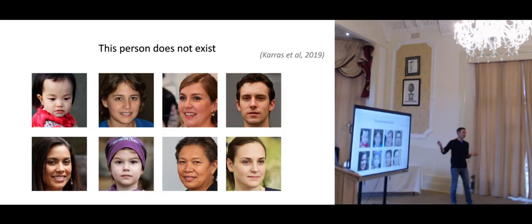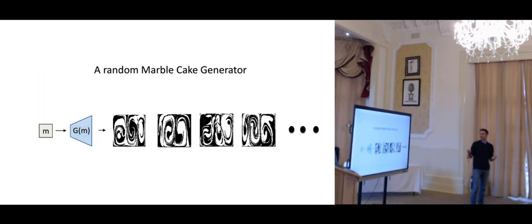For example, we can train a GAN, a generative adversarial network, to produce images that look like people. We train it with a lot of images, pictures of people, and those are actual pictures that have not been produced by a network. And so we can do the same with neural networks, with marble cakes.